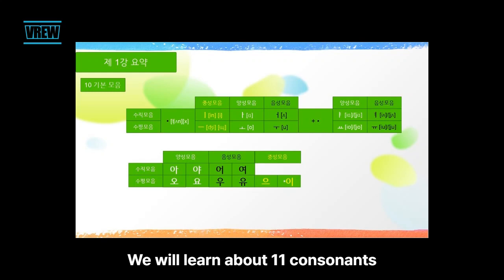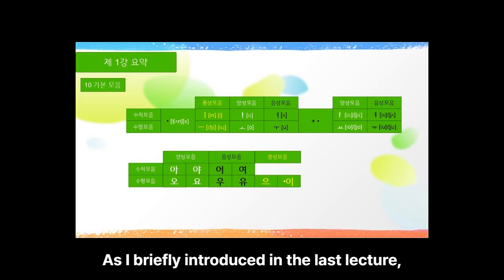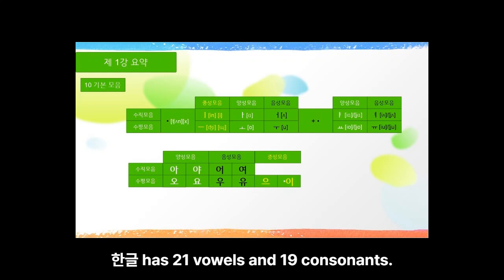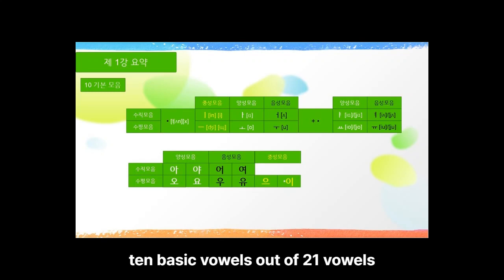Today, we will learn about 11 consonants and 5 double consonants in Hangul following last time. As I briefly introduced in the last lecture, Hangul has 21 vowels and 19 consonants. In the last lecture, we identified 10 basic vowels out of 21 vowels and 14 basic consonants.